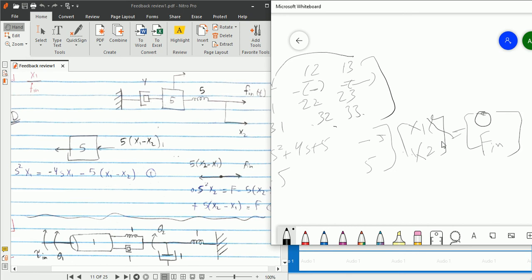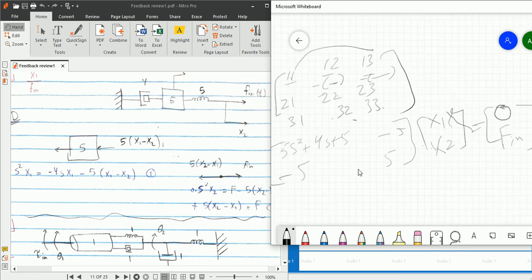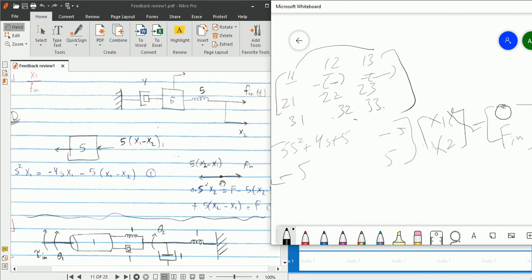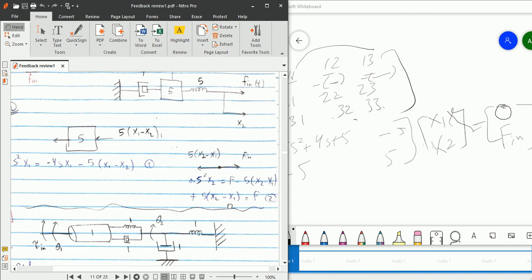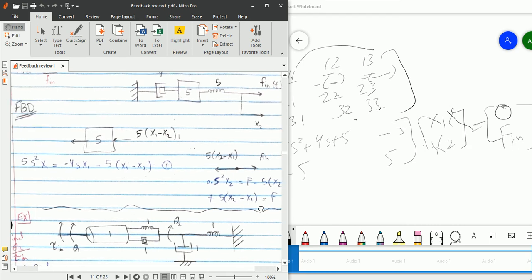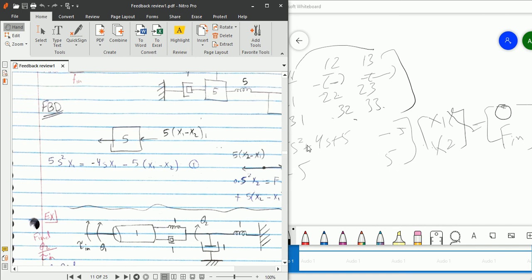Yes, if you solve these two equations, you will get exactly the same equations, the same ones you are getting here. Okay, is it clear? You can see that minus 5x1 plus x2 is equal to f in, the same equation. And if you multiply s square plus 4s plus 5 into x1 minus 5 x2 equal to 0, you will get the same thing. Should I solve it?